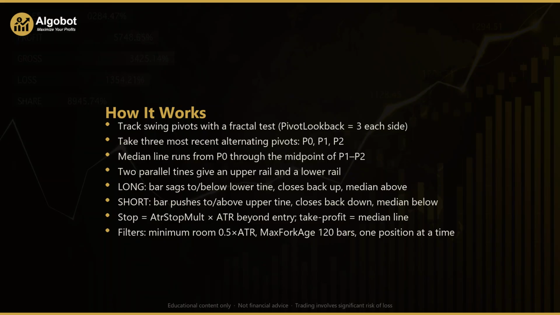Risk management is built in. The protective stop is placed a multiple of the average true range beyond the entry, set by the AtrStop multiplier, which defaults to 1.5. The take profit is always the dynamic median line. A minimum room filter of half the ATR skips channels that are too thin to be worth fading. A maximum fork age of 120 bars keeps the strategy from fading a stale fork whose pivots are ancient. And only 1 position per magic number is held at a time.